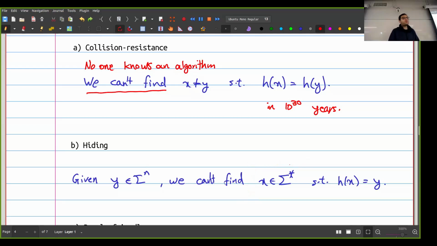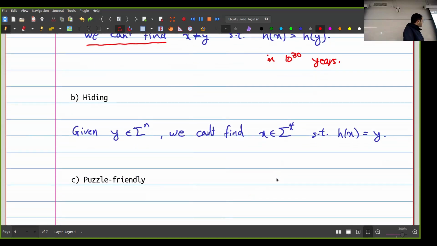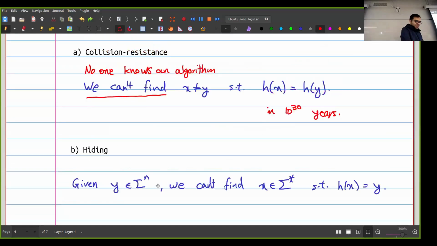We will come back to this when we talk about zero-knowledge proofs. There we will see towards the end of the course that having no information about something is actually very important. And finally, there is another property called puzzle friendliness. We will come back to this when we talk about proof of work. So for now, just know that this exists, but I'm going to skip over it.